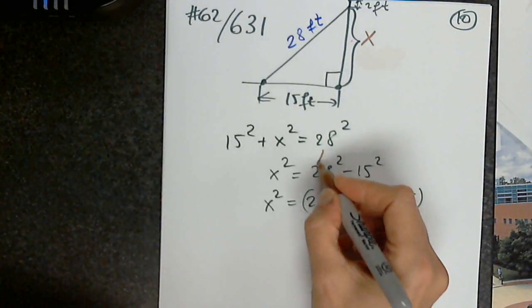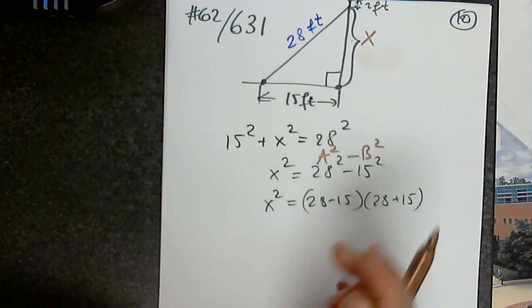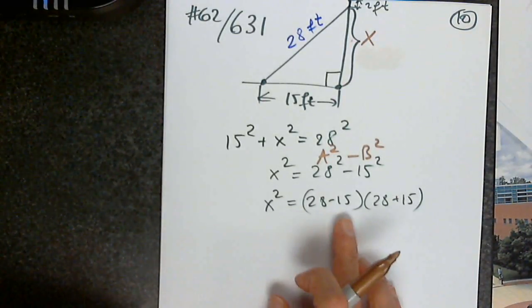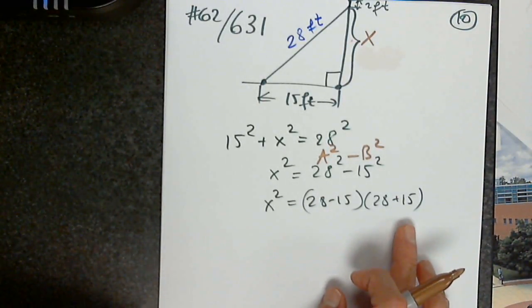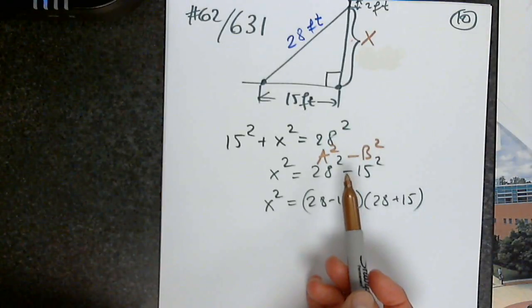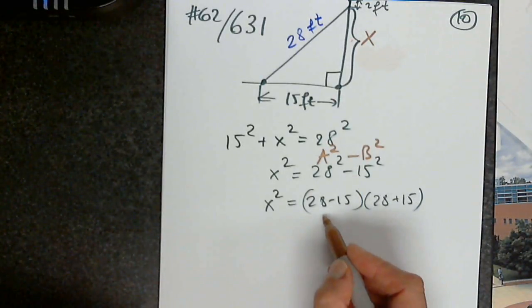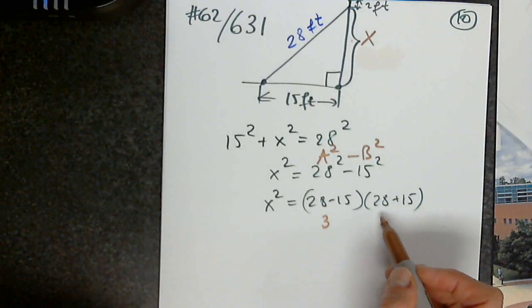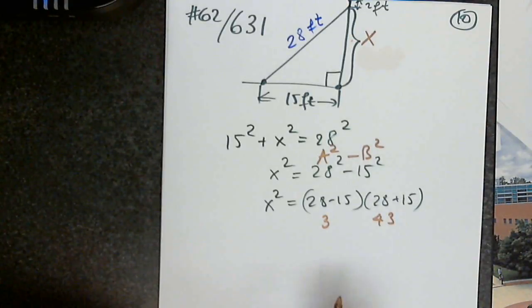Right? It's one of our formulas. A squared minus b squared, which is a minus b times a plus b. So if I have no calculator, I may consider this and not square these two. So 28 minus 15 is 3, and 28 plus 15 is 43. 3 times 43 is 129.